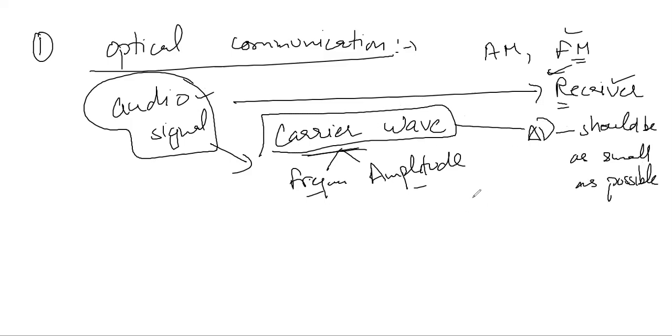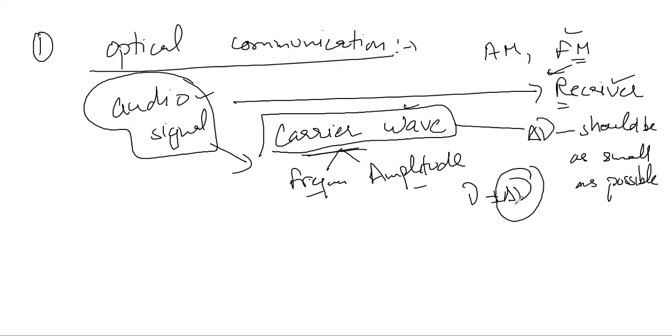क्योंकि कैरियर वेव की अपनी एक फ्रीक्वेंसी होगी, and now we know that किसी की भी एब्सोल्यूट फ्रीक्वेंसी नहीं होती है. There is some associated plus minus delta nu with every single frequency. अभी आपका डेल्टा न्यू जितना लार्ज होगा, उतने ही आपकी नॉइजेस आपके यहाँ पे आने स्टार्ट हो जाएंगे कम्युनिकेशन में. So you would like to have a carrier wave in which your delta nu is very small.